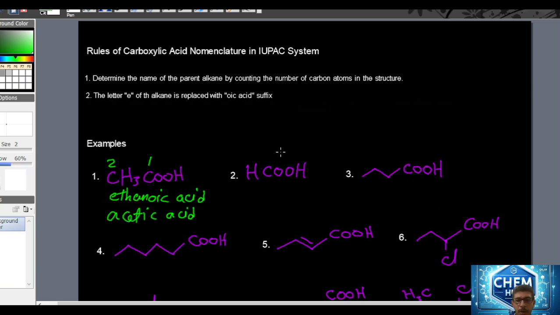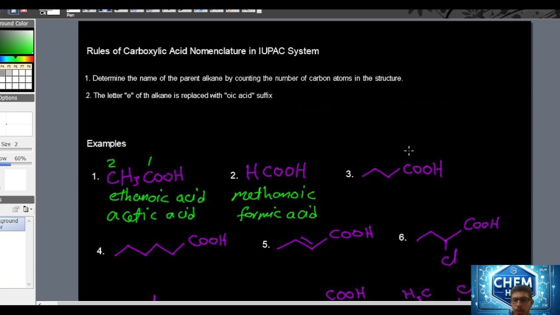How about this one? How many carbon atoms in this compound? Only one carbon atom. So we have meth and then ane and then oic, methanoic. Easy peasy, right? And there's also a common name for this compound, which is formic acid.